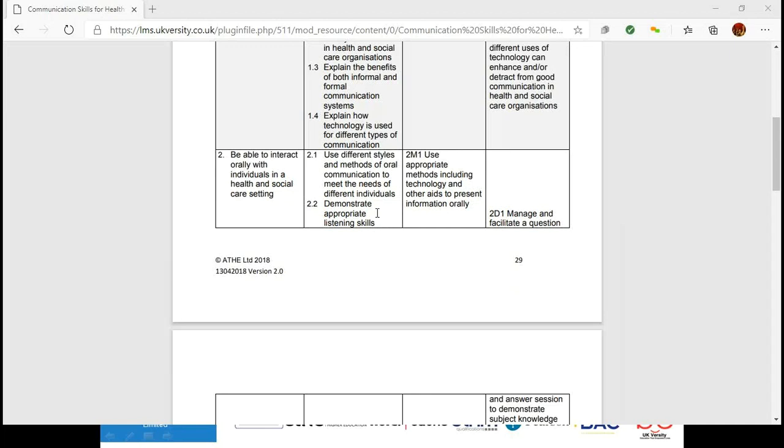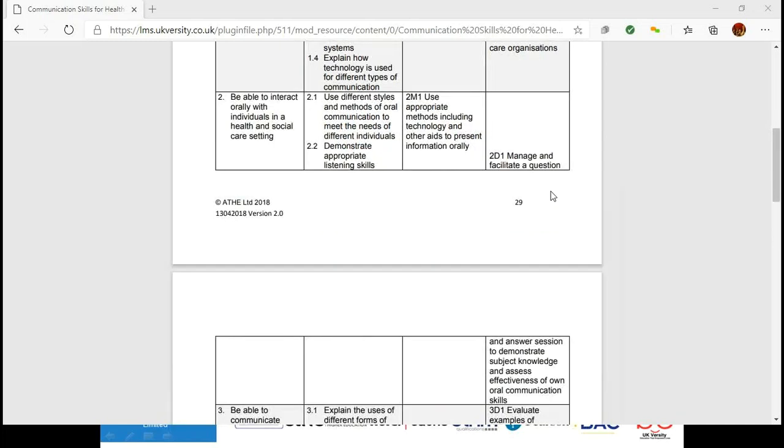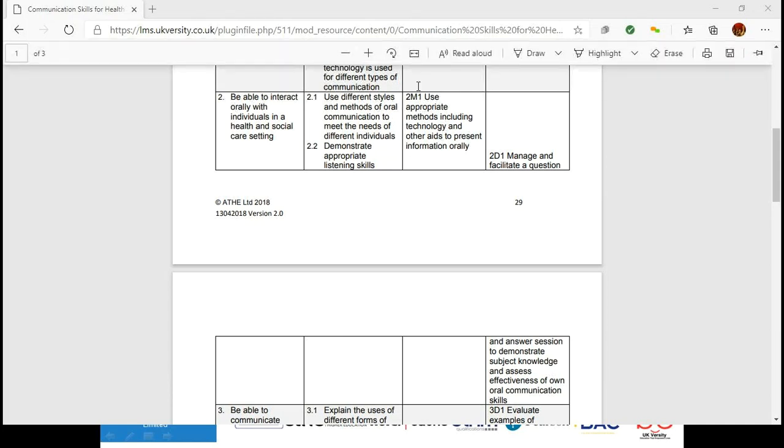Then we'll be looking at 2.2, so demonstrate appropriate listening skills. 2M1 will be use appropriate methods, including technology and other aids to present information orally. And 2D1 will be manage and facilitate a question and answer session to demonstrate subject knowledge and assess effectiveness of own oral communication skills. So, like I mentioned before we started our recording, part of this will be covered with the answers with your work in learning outcome 1.